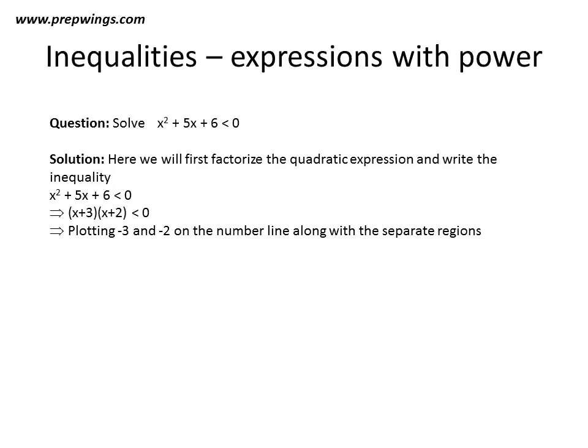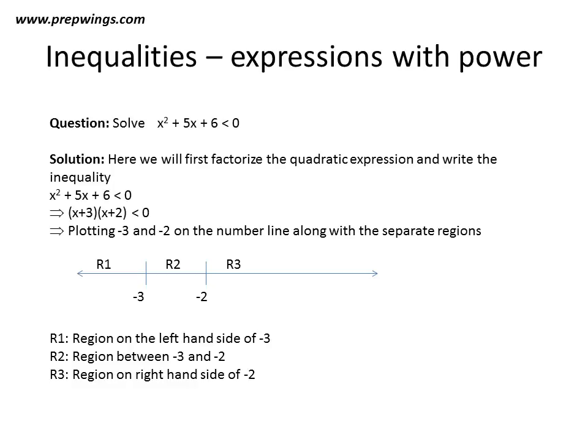Now we'll plot minus 3 and minus 2 on the number line, because x plus 3 into x plus 2 at values minus 3 and minus 2 is equal to 0. We'll plot the points at which this polynomial equals 0. Those are not the answer, by the way, because this is an inequality. This is not an equation. We are just plotting those points, minus 3 and minus 2. When we plot them on the number line, we see three regions, R1, R2 and R3. R1 is the region on the left hand side of minus 3.